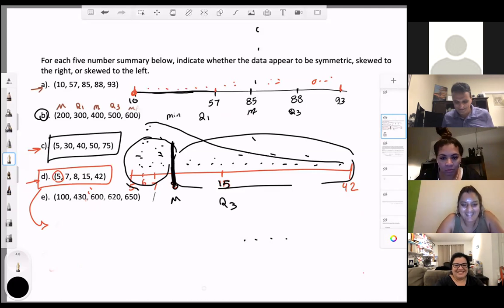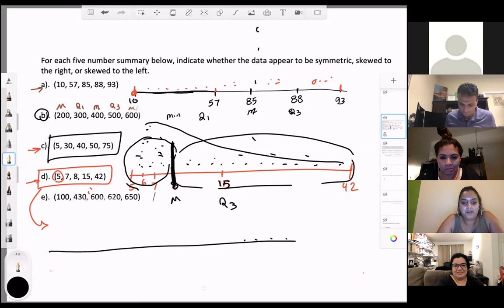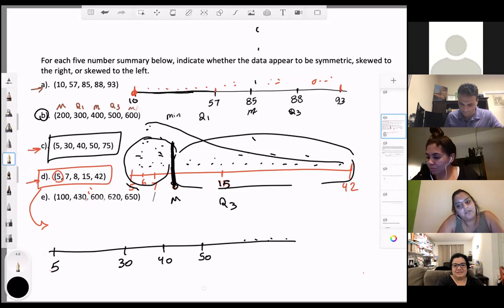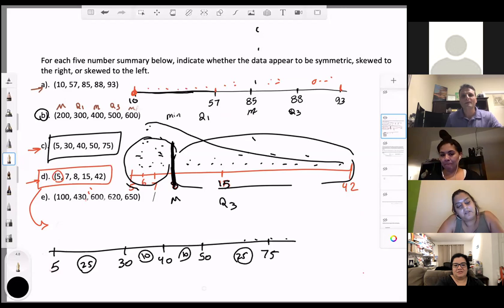Let's do one more. Now look at the practice, I'll make it easy. We have 5, then we got 25 to 30, then 40, then 50, then 75. So we have 25 units here, we have 25 units there. We have 10 and 10.